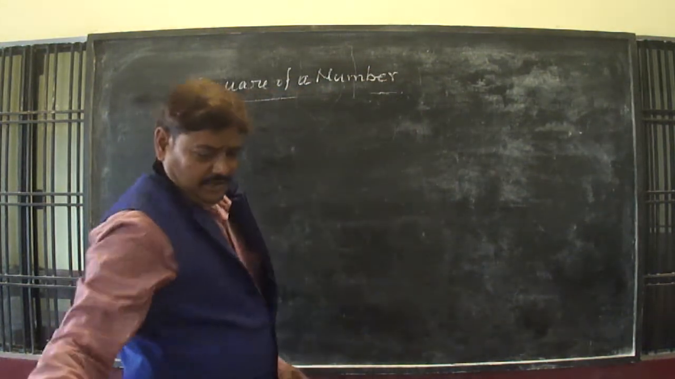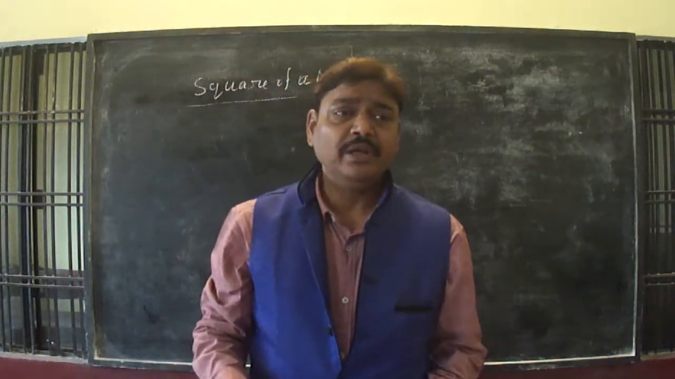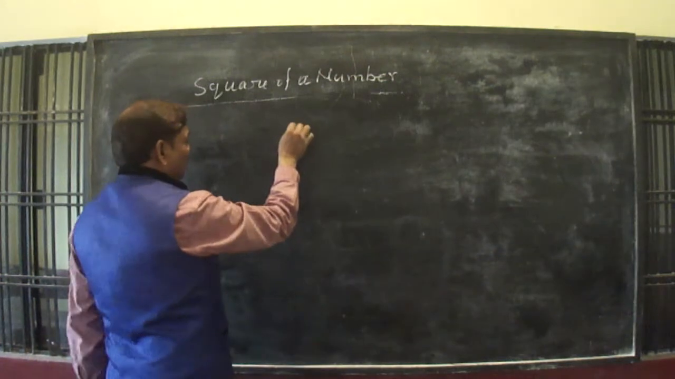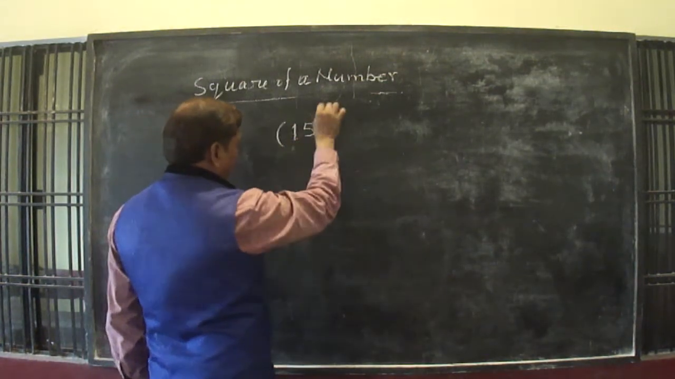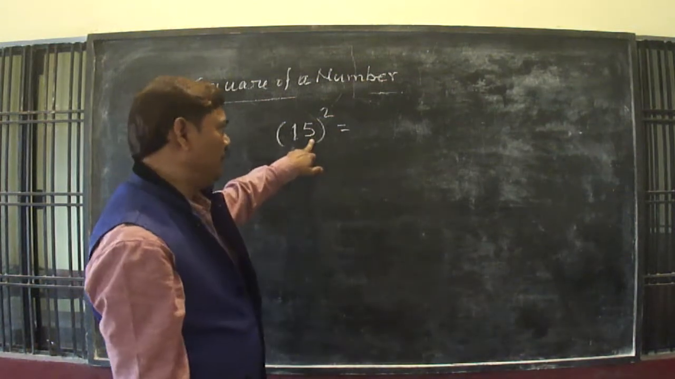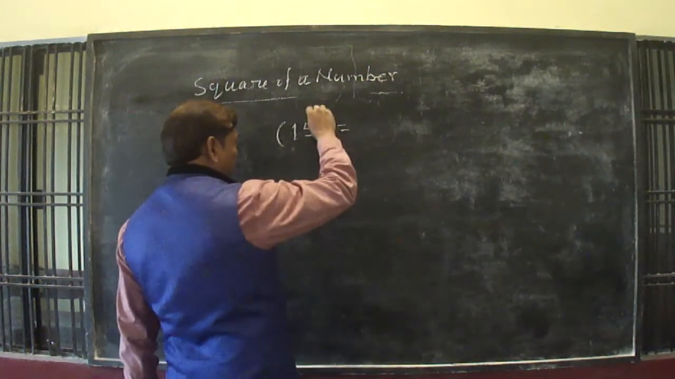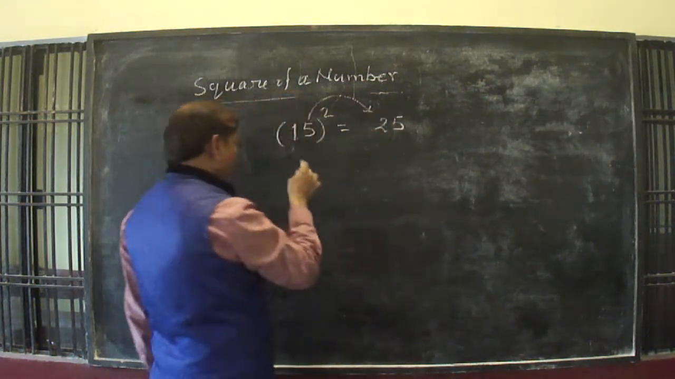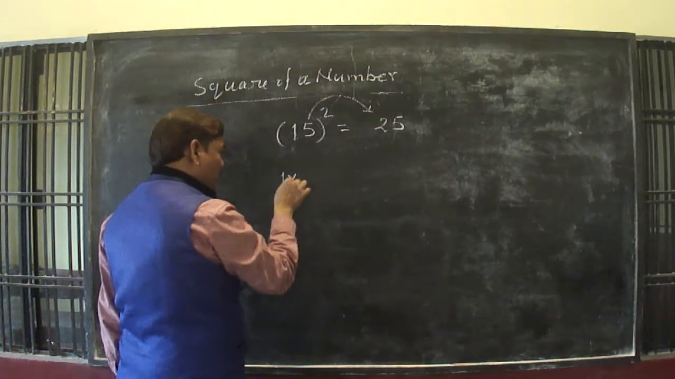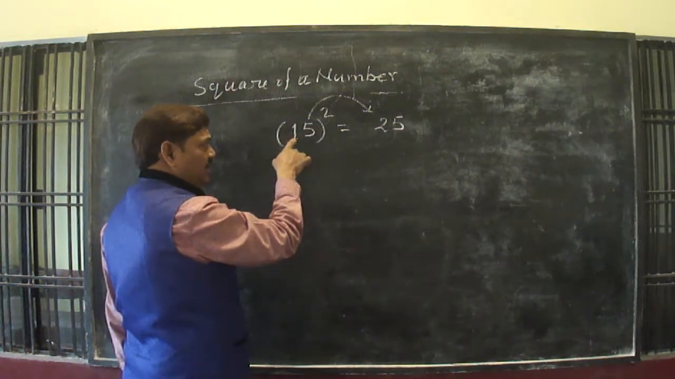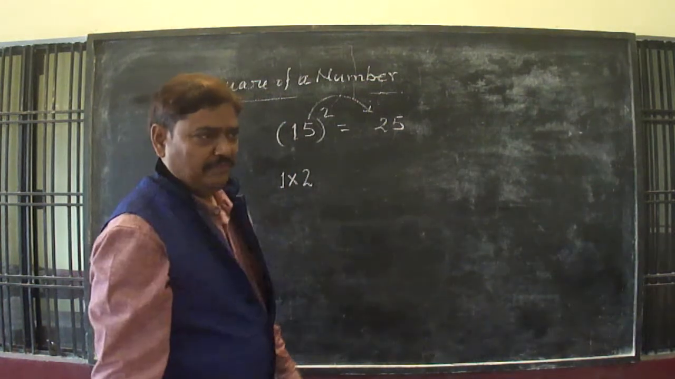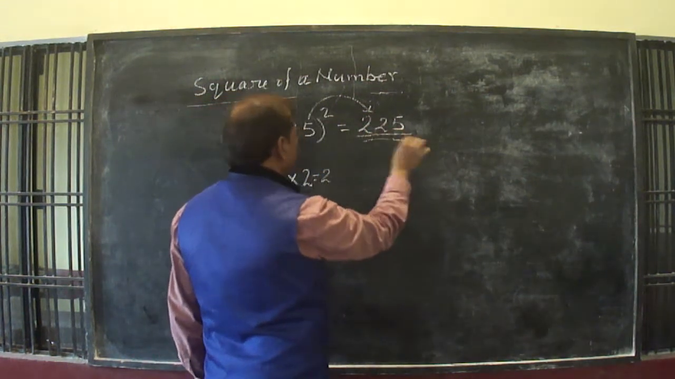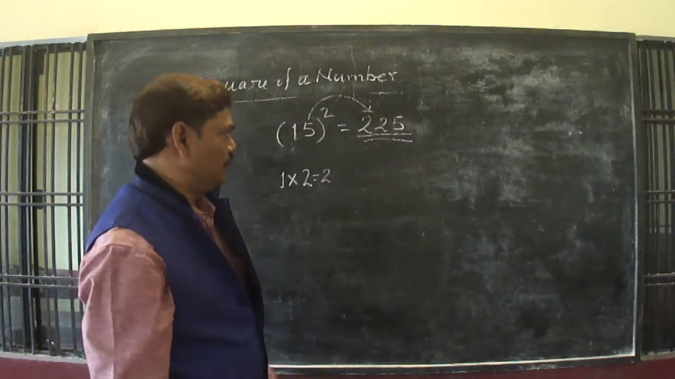Now we learn how to square a number whose unit place is 5. So suppose that we want to square 15, whose unit place is 5. Then this very simple method is: put the square of the 5, that is 25, and then here we put 1 into the next number, that is 2. Next number in number system, 1 into 2 is equal to 2. Here put the 2. That is the square of 15. 15 square is equal to 225.